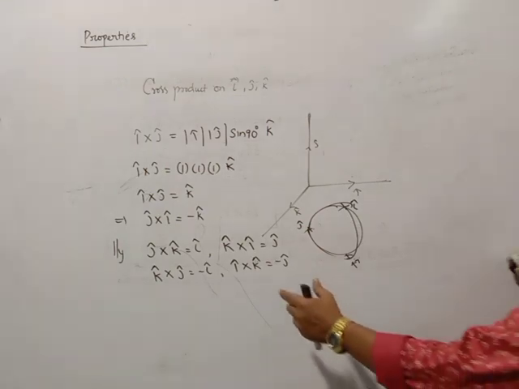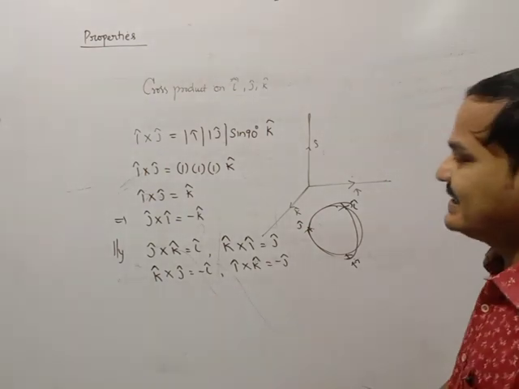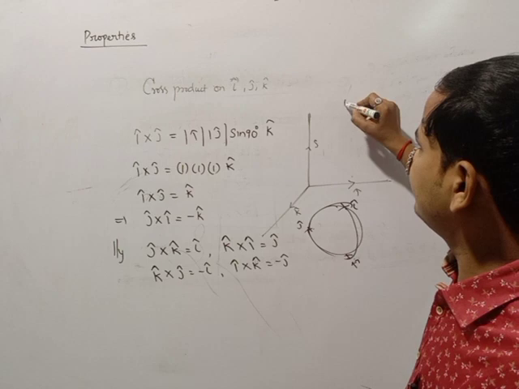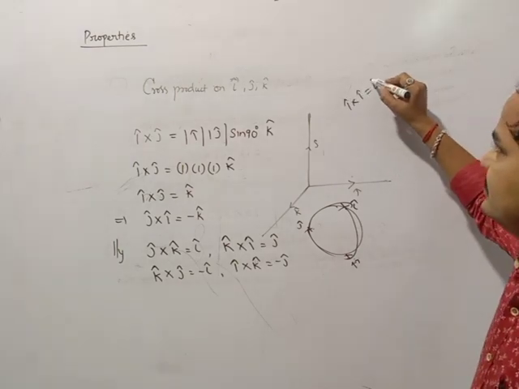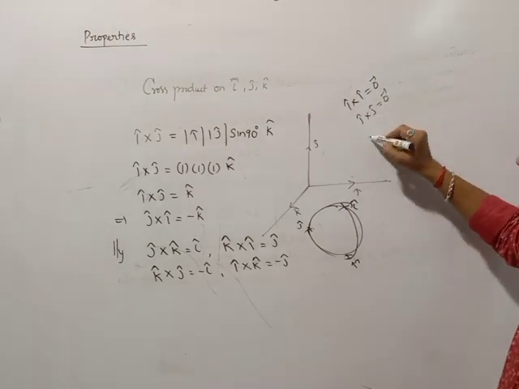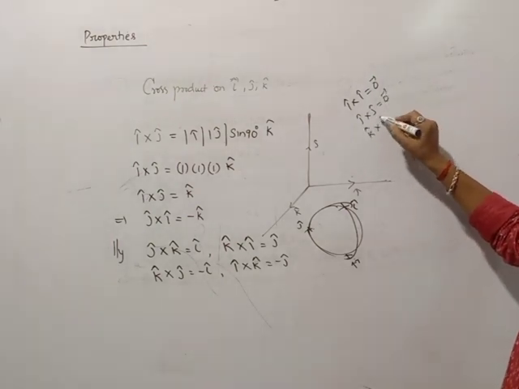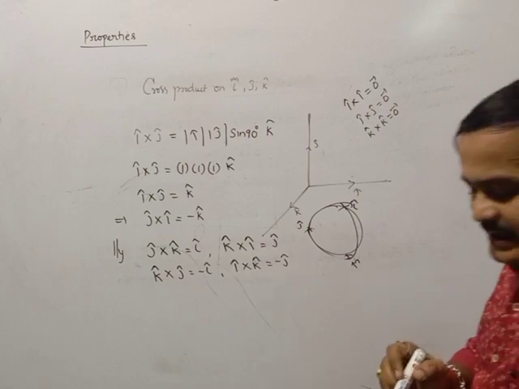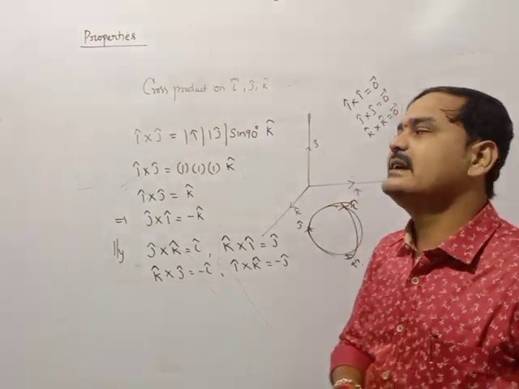So this is the cross product system. What about the same products? Means i bar cross i bar is equal to 0 bar, j bar cross j bar is equal to 0 bar, and k bar cross k bar is equal to 0 bar. This is the cross product on the unit components.